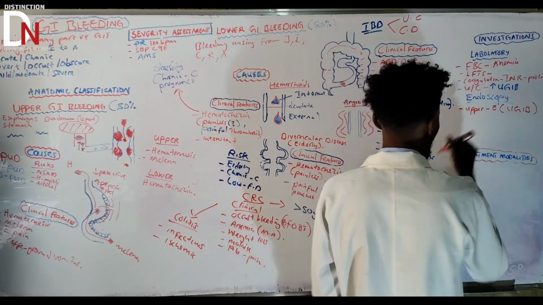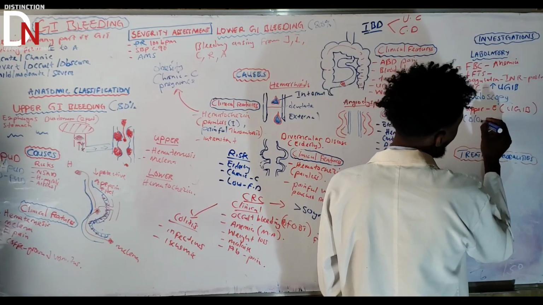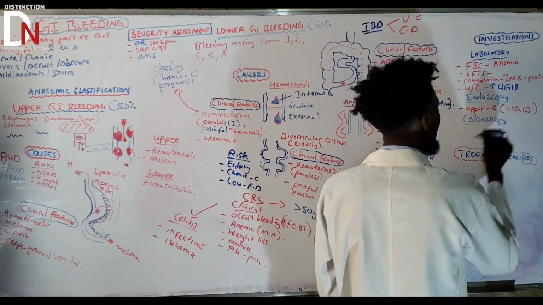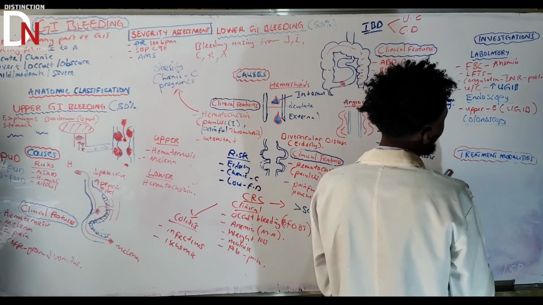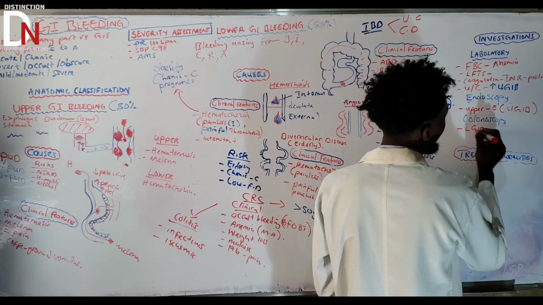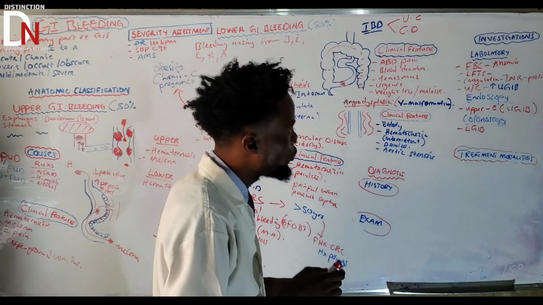The other one is you can do colonoscopy. So colonoscopy, you do it for lower GI bleeding. It's the gold standard procedure. Okay, colonoscopy. Okay, you do that.